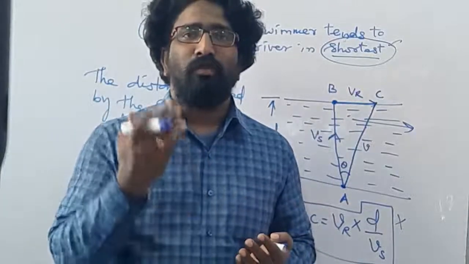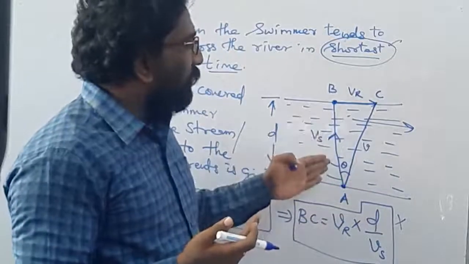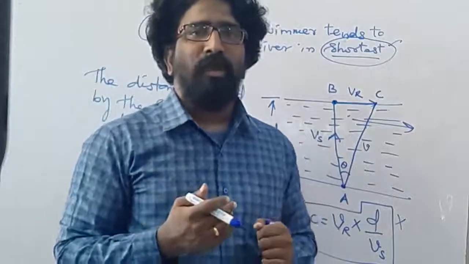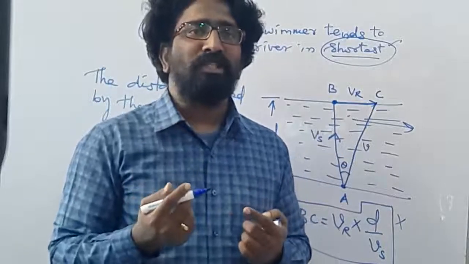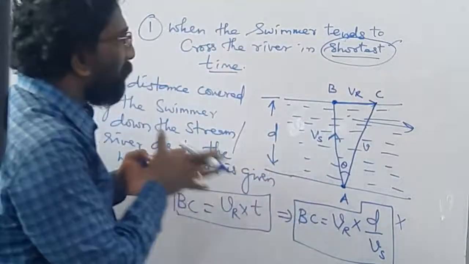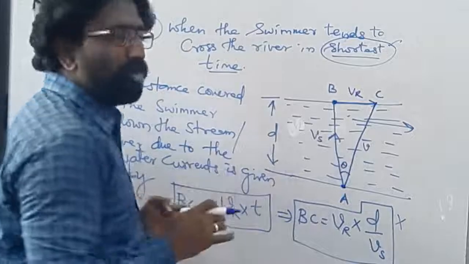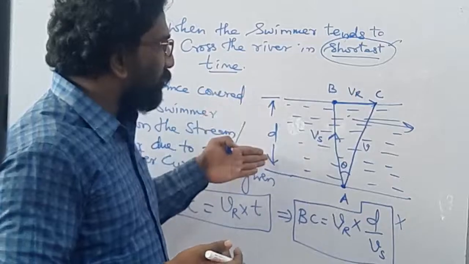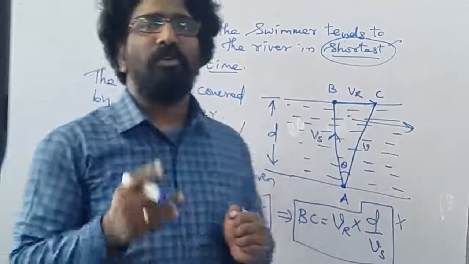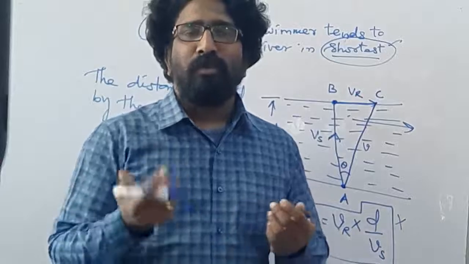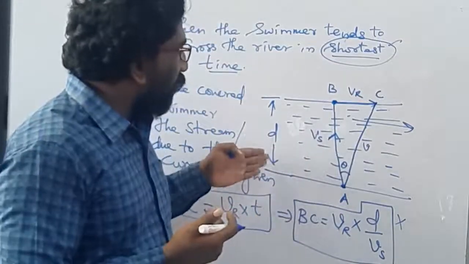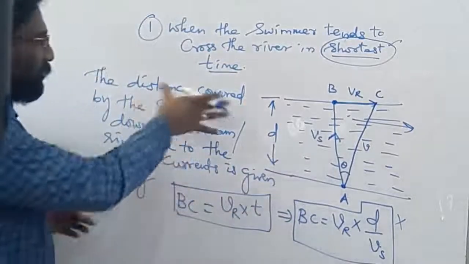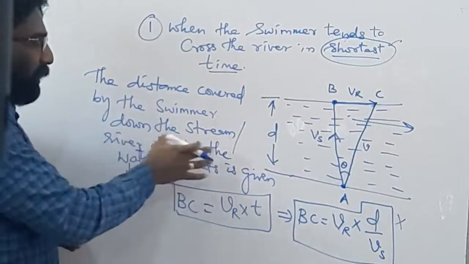That is tan theta equals y by x. Here y is Vr and x is Vs. So that's why it becomes tan theta equal to Vr by Vs. That is another formula. Then another formula is that he should know the minimum time taken by the swimmer to swim this river. That is T equal to the distance traveled, that is the width of the river d, over the velocity of the swimmer Vs. Time is equal to distance over velocity, so T is equal to d over Vs. And the next one will be the distance covered by the swimmer down the stream or river due to the water currents.